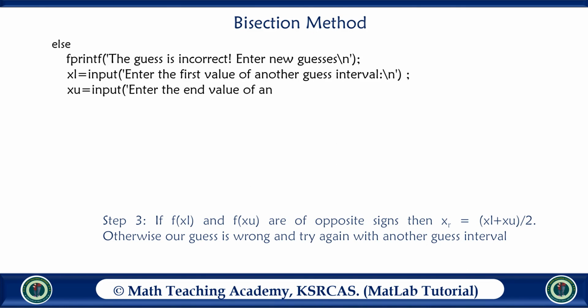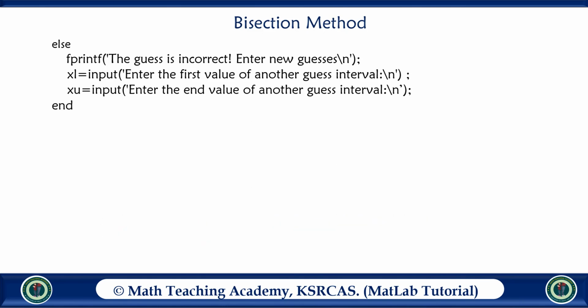And then xu is equal to input, enter the end value of another guess interval \n. This command will display the text enter the end value of another guess interval on the next line, and wait for the user to enter the value. Then the user must enter some numeric value. After the user has entered the value, that value will be stored in the variable xu, and then end. That's all.